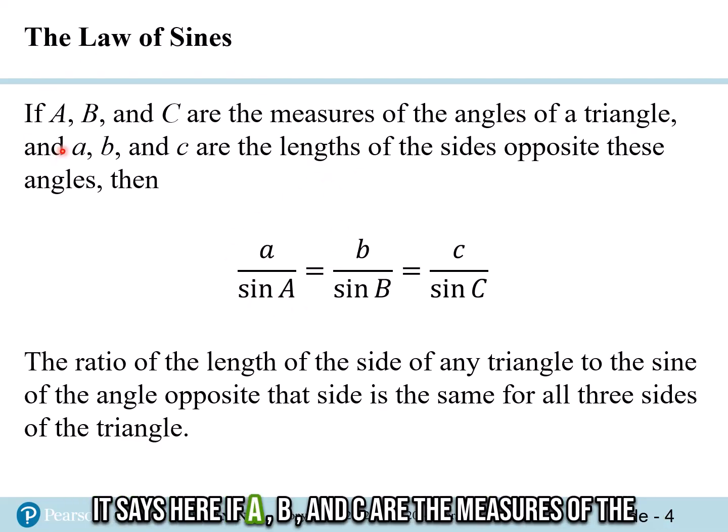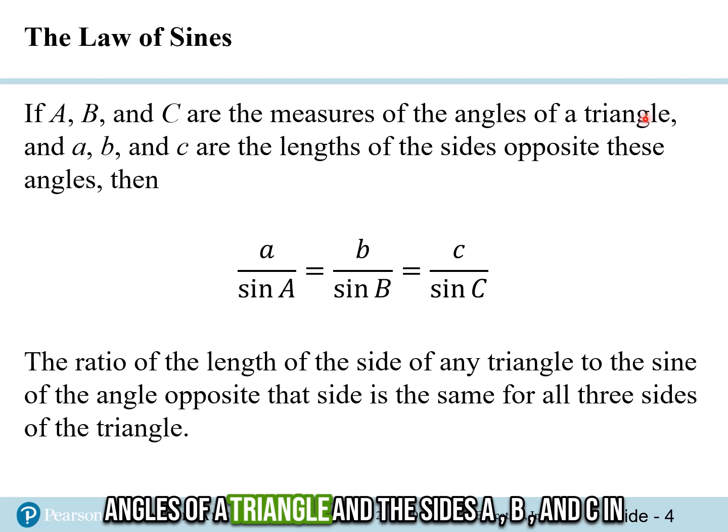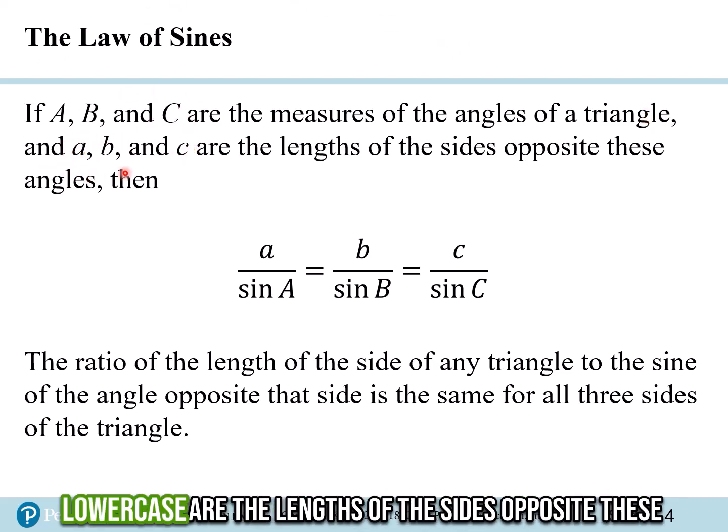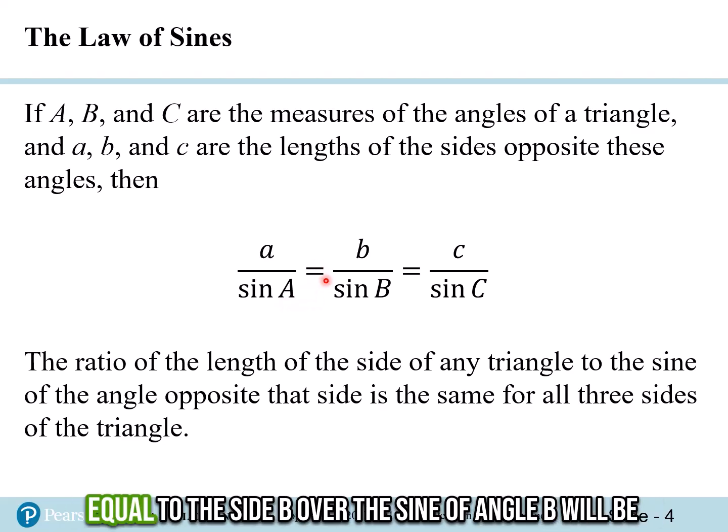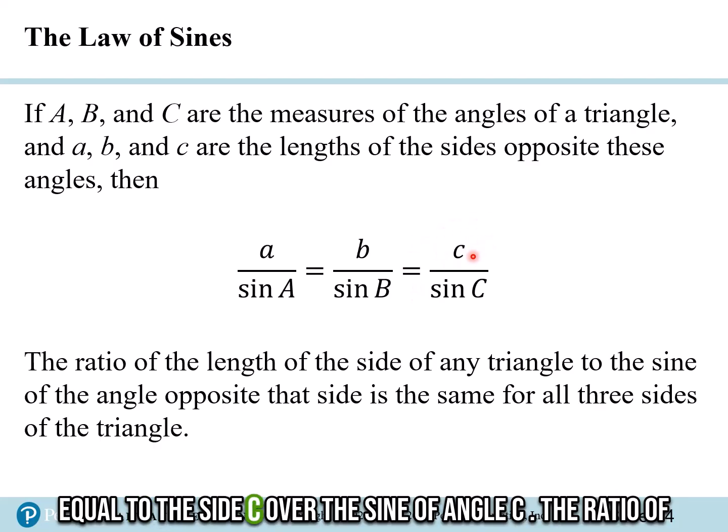It says here if A, B, and C are the measures of the angles of a triangle and the sides a, b, and c in lowercase are the lengths of the sides opposite these angles, then the side a over the sine of angle A will be equal to the side b over the sine of angle B will be equal to the side c over the sine of angle C.